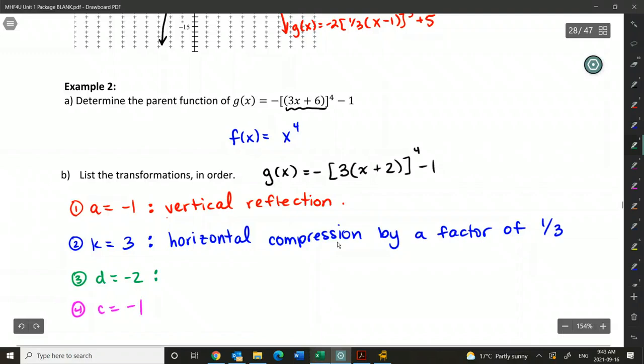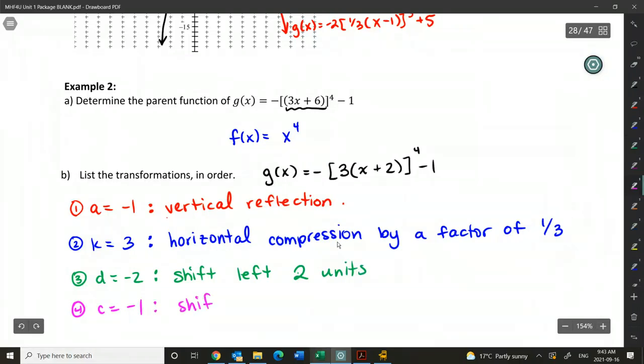Okay, last two. D value of -2. Lexi? Shift left 2 units. And the last one. Sophia? Perfect. Shift down 1 unit. I do not need to say shift down -1 units because the down is the negative part, or the left is the negative part. So I don't say shift left -2 units because the left is the direction of shift.